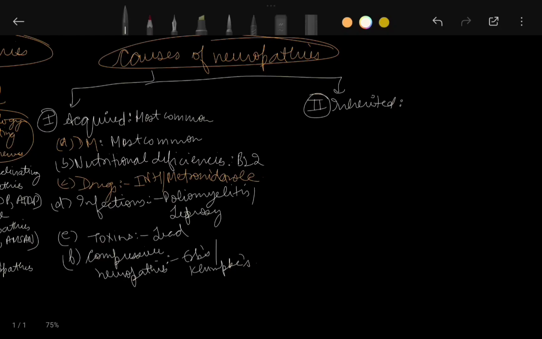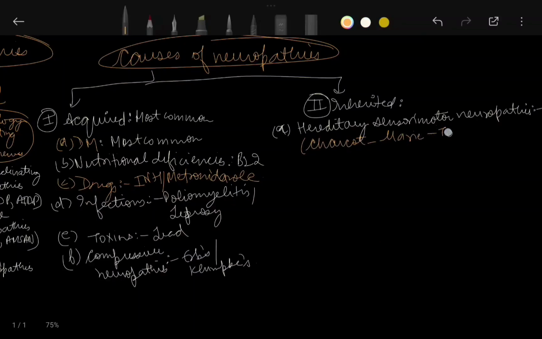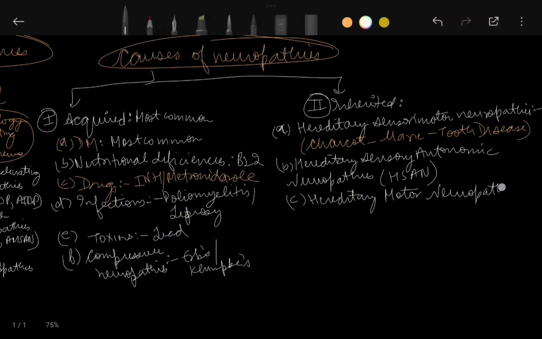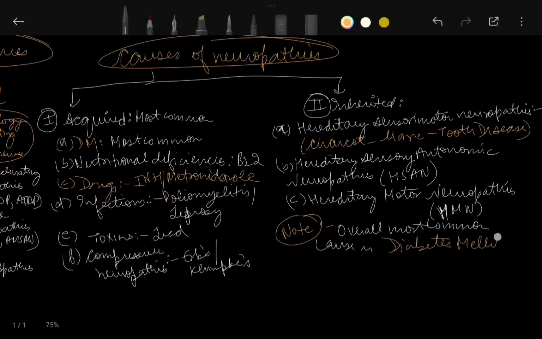Lastly, in inherited neuropathies, we have hereditary sensory motor neuropathies such as Charcot-Marie-Tooth disease, hereditary sensory and autonomic neuropathies, and hereditary motor neuropathies. Note: overall, the most common cause is diabetes mellitus.